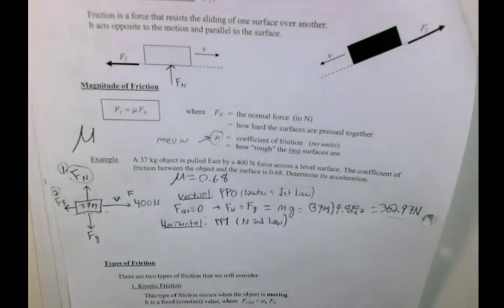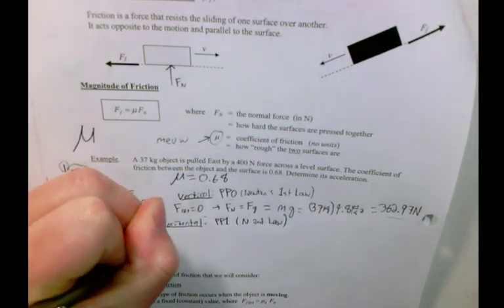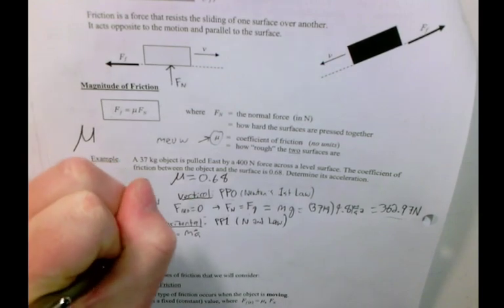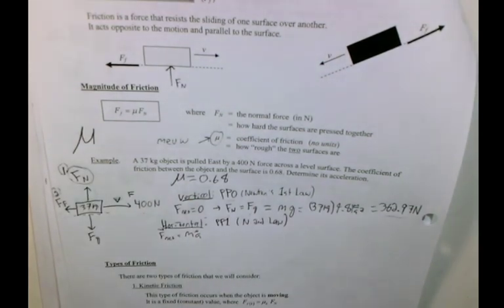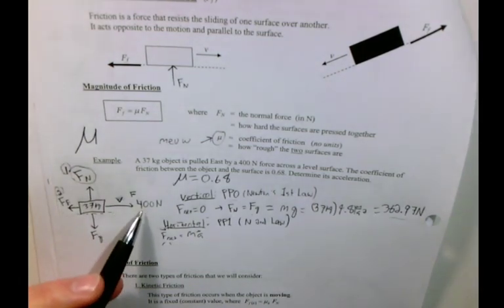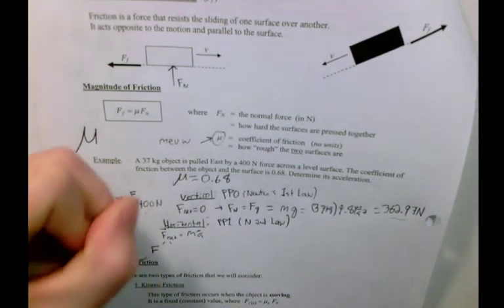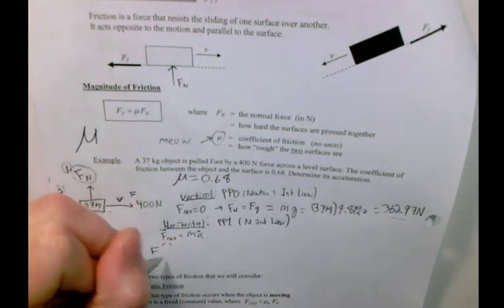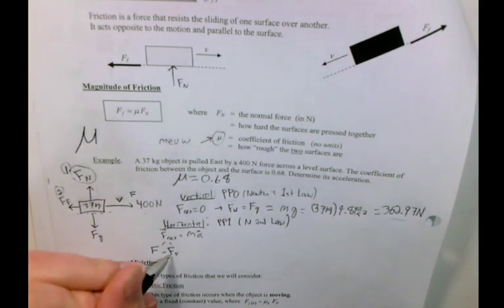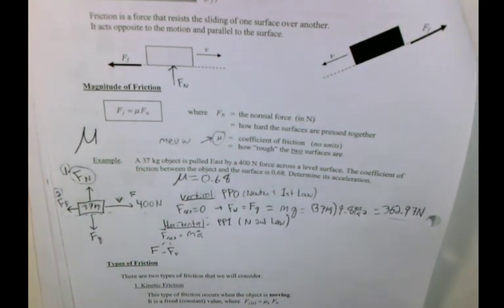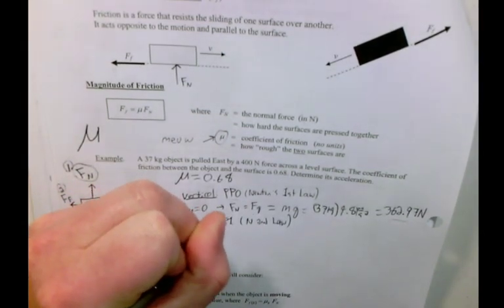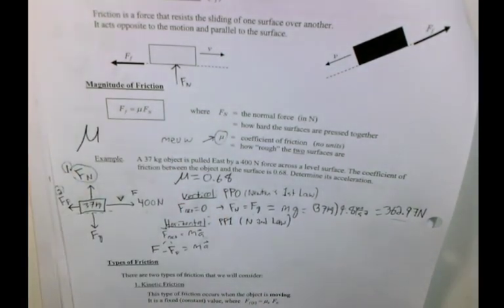And with Newton's second law, we know that our net force is equal to our mass of our object times its acceleration. In order to find the net force, we need to have our applied force of 400, and we're going to take away our force of friction. Capital F, lowercase force of friction. And that will be equal to our mass times our acceleration.